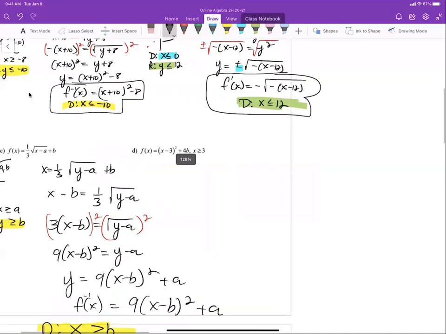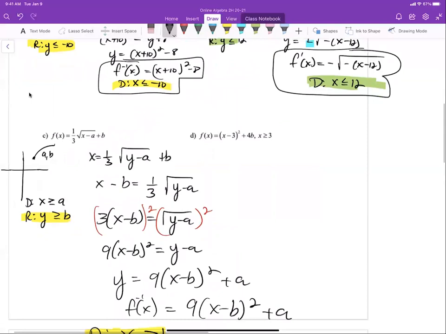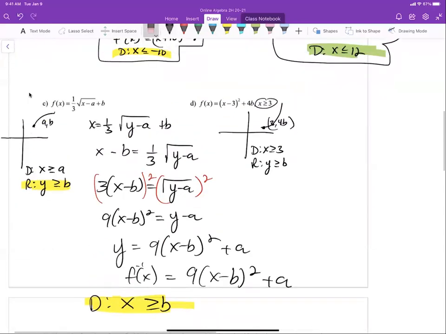All right, D. Here's my sketch of my original graph. It's a parabola. It's been shifted to the right 3, up 4b. So we'll call it (3, 4b). And we notice that we're only graphing the right side of it because x has to be greater than or equal to 3. So maybe something like that. So the domain is x greater than or equal to 3, and range is y is greater than or equal to, oops, excuse me, 4b.